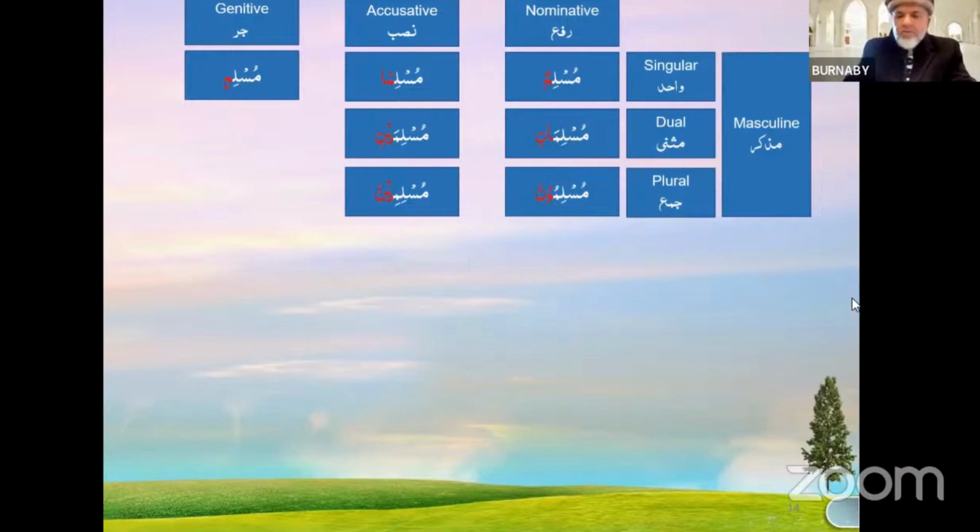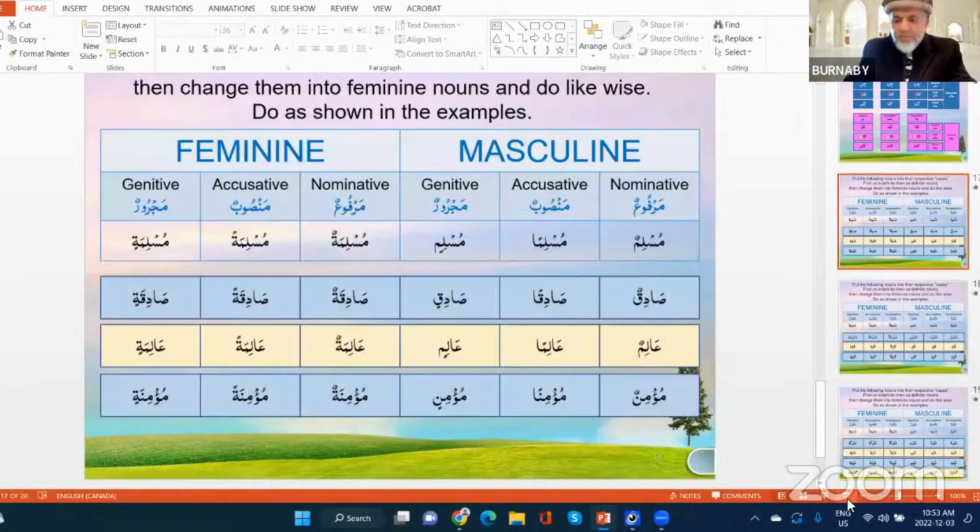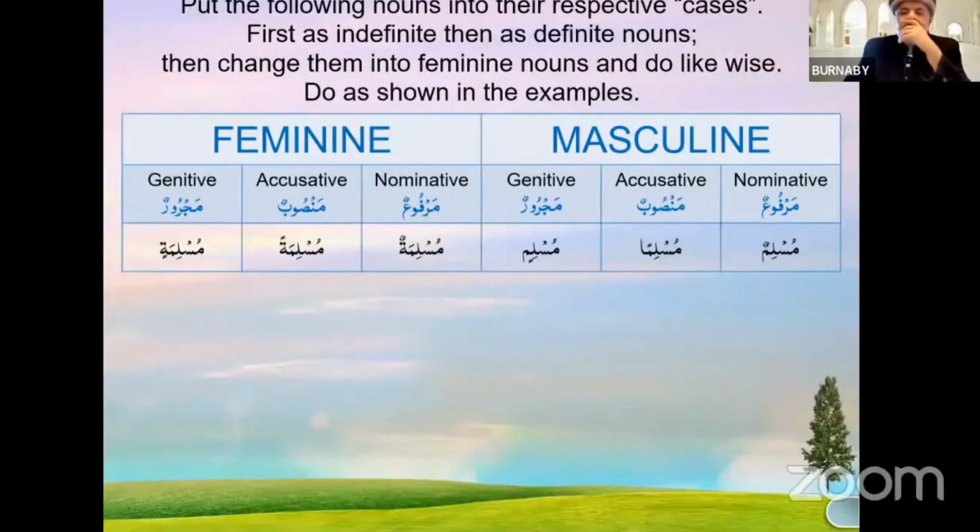Okay, you know what? I'm not going to do this one, because we'll do this next week, as this is going to confuse you guys. Let's do this one, which will be easier. So this is your example, the practice we are doing. We are saying muslimun, musliman, muslimin, muslimatun, muslimatan, muslimatin.